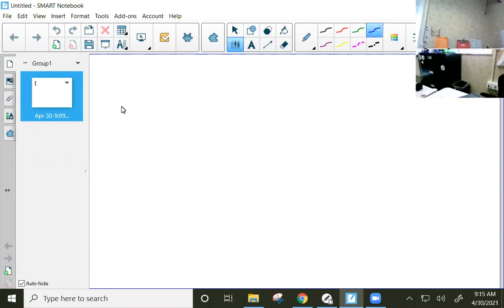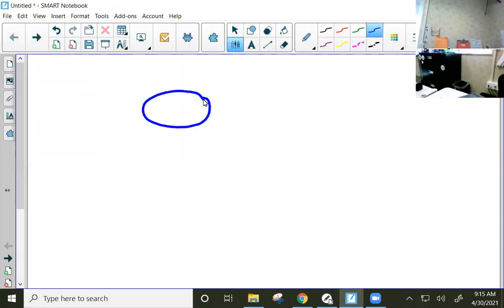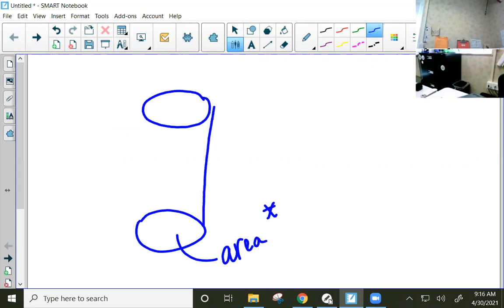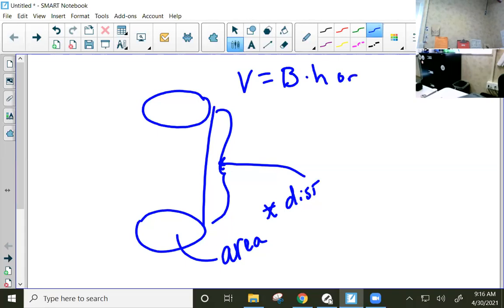So essentially, if we're doing a cylinder, both those circles are going to be the same size. So all we need to do is find the area and then multiply by the distance between the two circles. Okay. And so we've been writing this as volume equals base times height, or volume equals base times length. Essentially, it's the same thing. Find the area of the shape and then multiply by the distance between the two shapes.